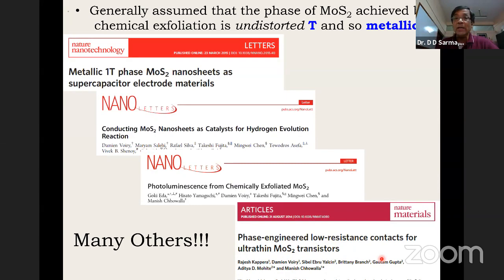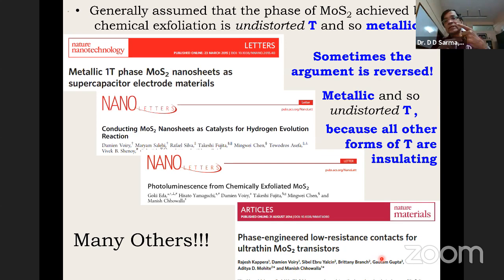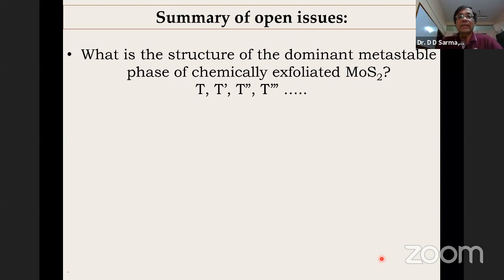Sometimes people found that it's sort of metallic in nature, and so they reversed the entire argument and said that since it's metallic in nature, it must be the T structure. So the question when we went into this problem was really, can we figure out in a proper, convincing manner what the chemically exfoliated state, this metastable state, is? Is it T, T prime, T double prime, T triple prime? And what is its nature? Is it metallic or insulating?